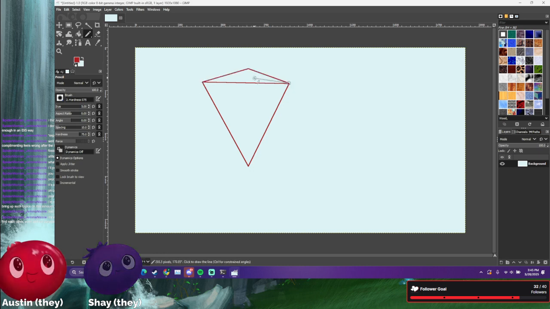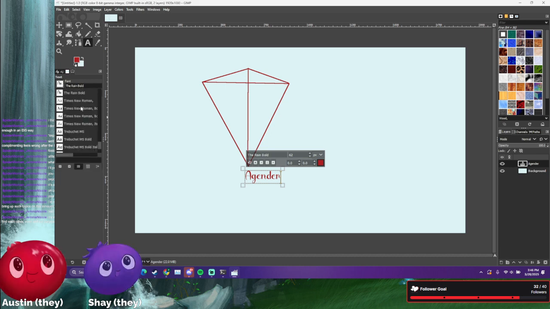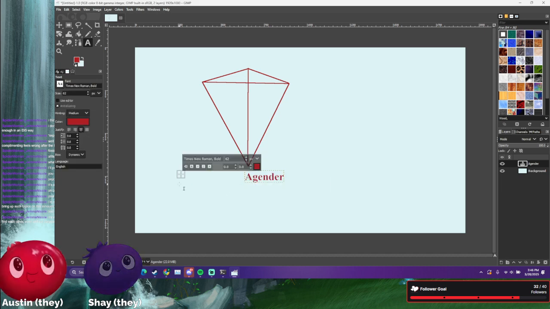So imagine this as a 3D shape, kind of a tetrahedron, a triangular pyramid, right? So to me, the way I view gender is, down here we have agender. Wow, our font is working here. That's great. I'm going to switch it to Times New Roman though, just to make it easier to read, maybe. So down here is agender.